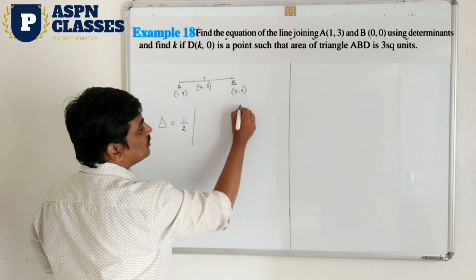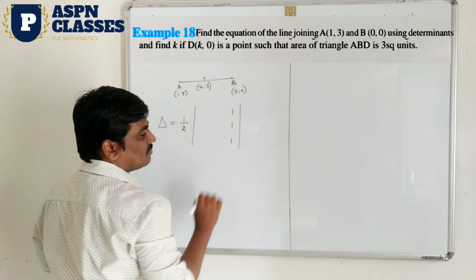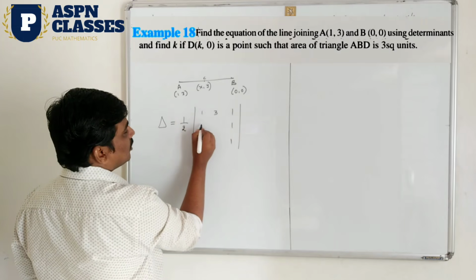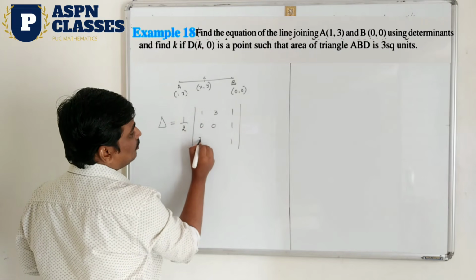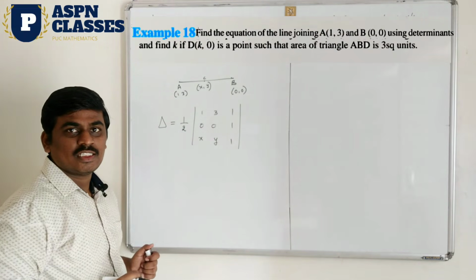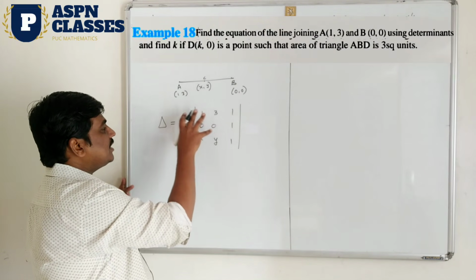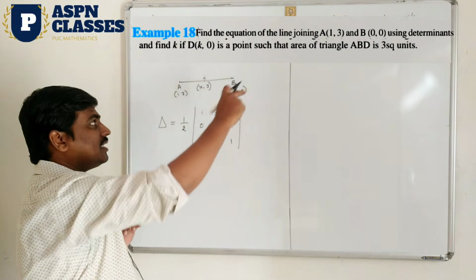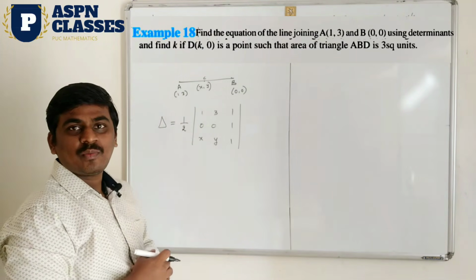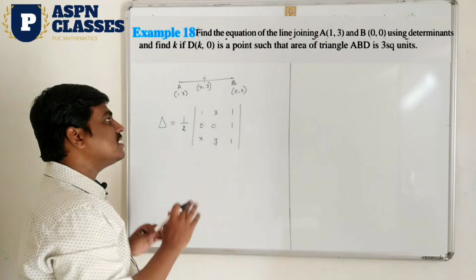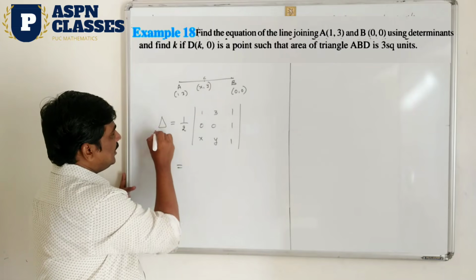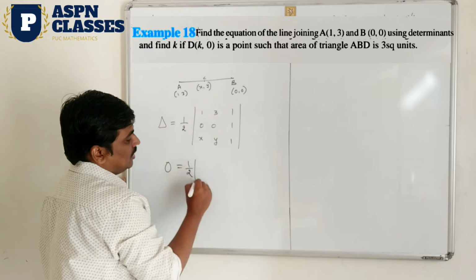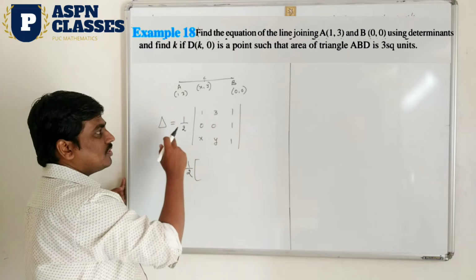Take the triangle area: 1 by 2, the last column is 1, 1, 1, and the first points are: first point (1, 3), second (0, 0), third (x, y). Is it clear? Now the determinant's result is 0 only, because these three points are collinear, and for collinear points the area is always 0. So delta is 0, with 1 by 2 in the bracket. Now take the expansion.